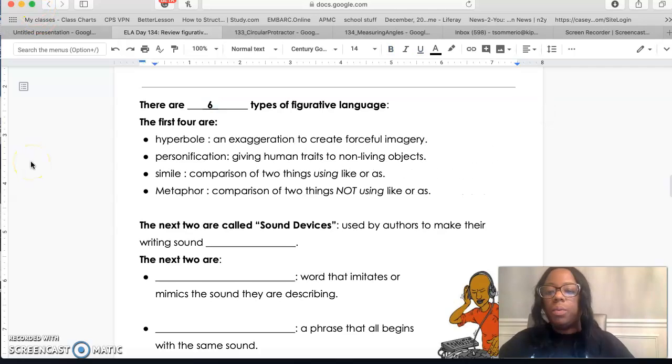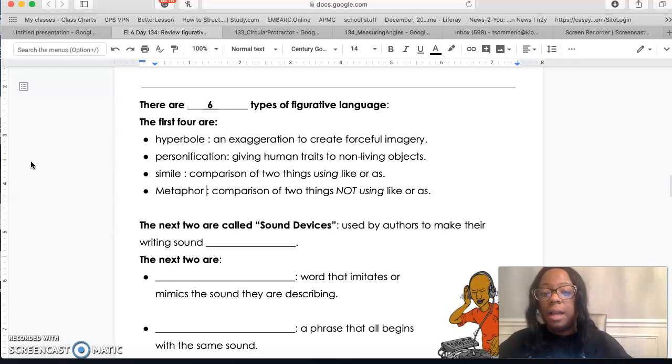All right, so we have hyperbole, an exaggeration to create forceful imagery. Personification, giving human traits to a non-living object. Simile, comparison of 2 things using like or as. Metaphor, comparison of 2 things not using like or as. How many did you get right? I'm sure all of you got all of them right.